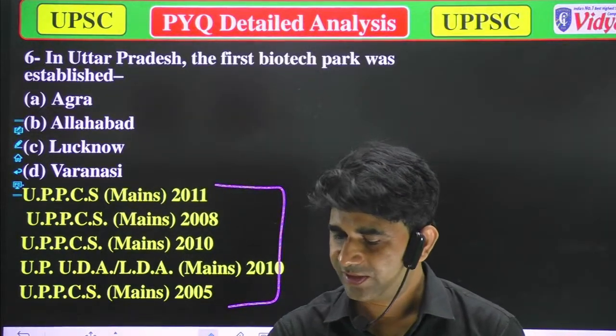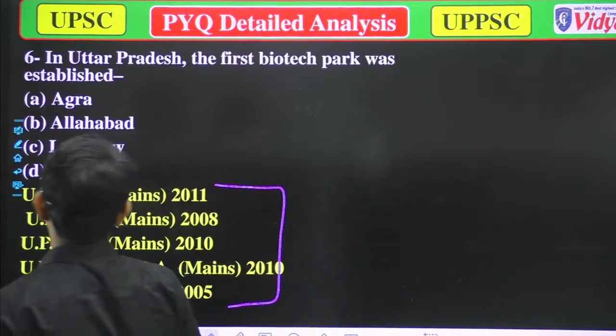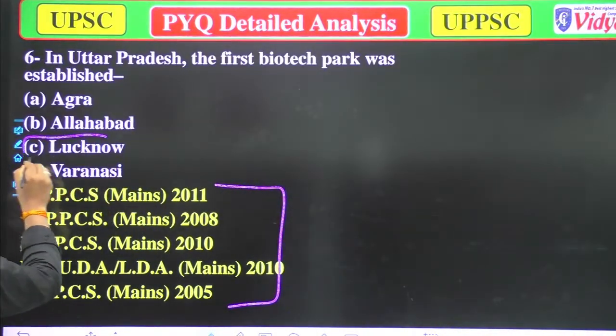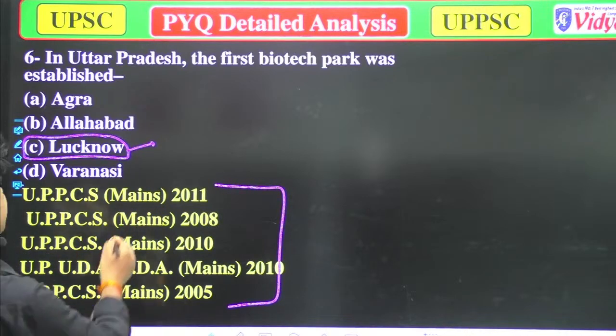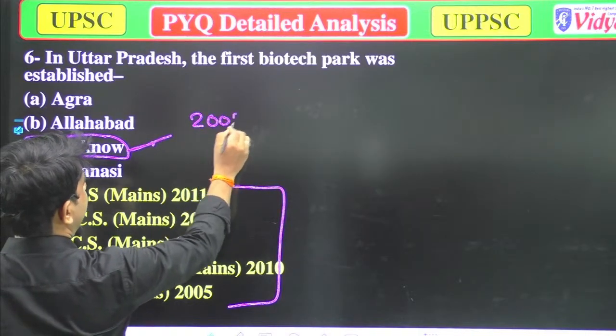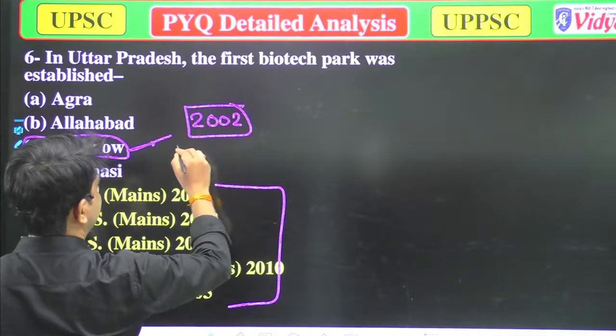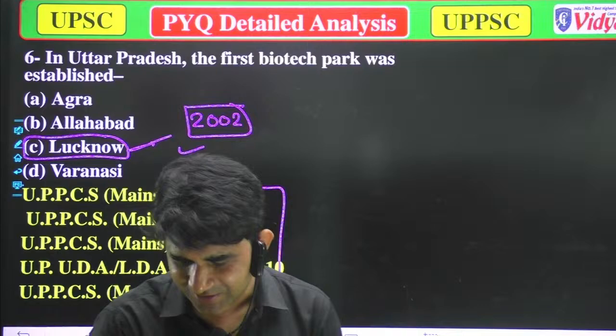Now it's clear what the correct option is: the correct option will be Lucknow, because the first biotech park of Uttar Pradesh was established at Lucknow, I think in the year 2002. I think it's a really fantastic park. Okay, I think it's Lucknow.